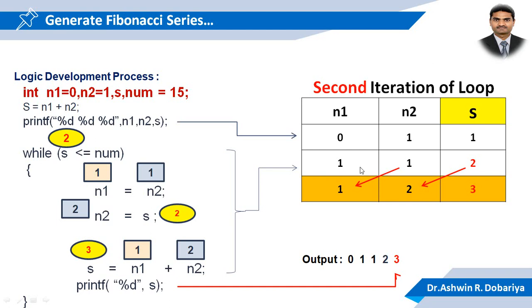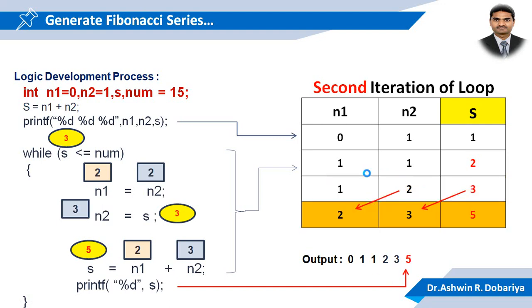Now in the second iteration, the n2 value 1 becomes the n1 value, then the s value becomes n2, which is 2. After that n1 plus n2, meaning 1 plus 2, becomes 3, and then s will be displayed at the end, like 3. Again, if we execute the next loop, now 3 is less than 15, yes, the condition becomes true.